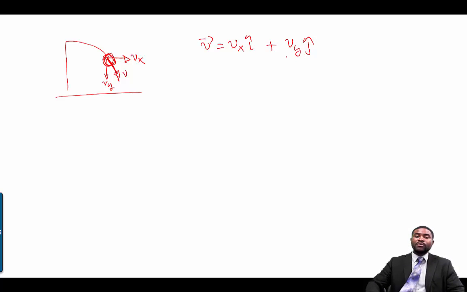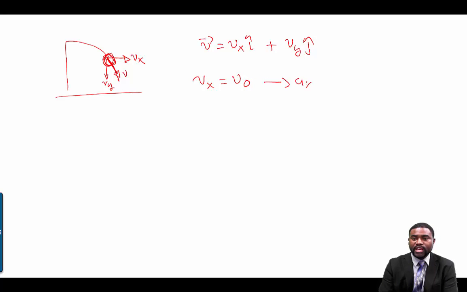This is the projectile part. At any time t, watch me, the speed of the ball is along the path like that. This is v, but the velocity can be decomposed into what? Its horizontal component and its vertical component. So v is equal to vx i plus vy j. Therefore, look up, vx is just v naught.